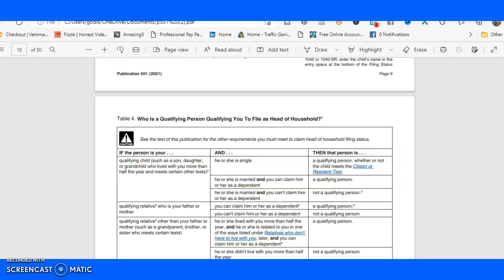And so that's it for this particular training on Publication 501, the 5 tests to determine a qualified child or dependent.